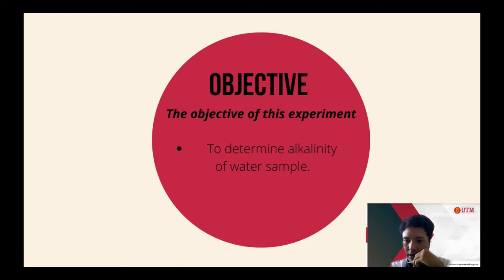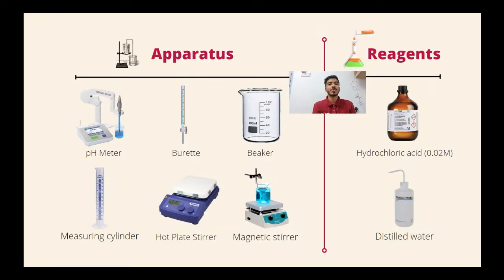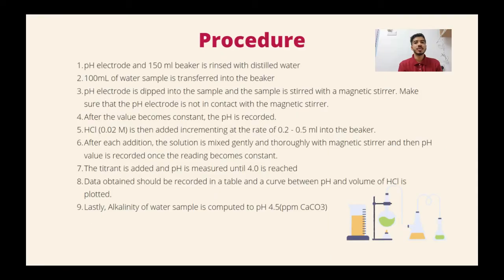So what is the objective? It is to determine the alkalinity of the water sample. Now for the apparatus we require a pH meter, burette, beaker, measuring cylinder and magnetic stirrer. The reagents required are HCl and distilled water. So then let's see the procedure.